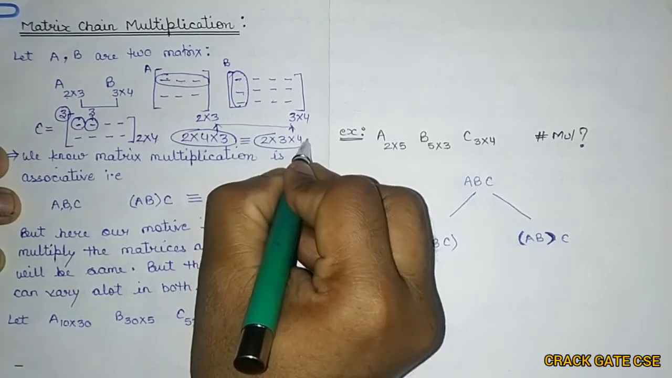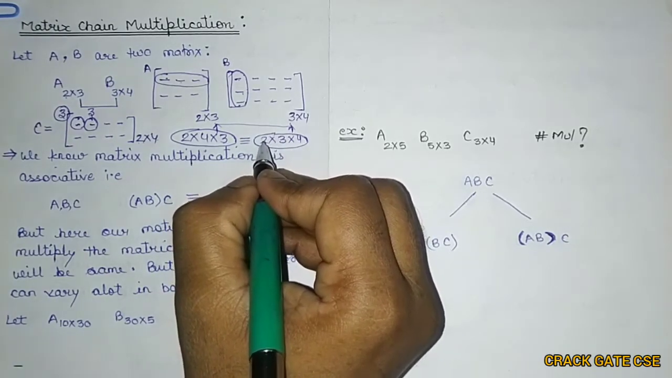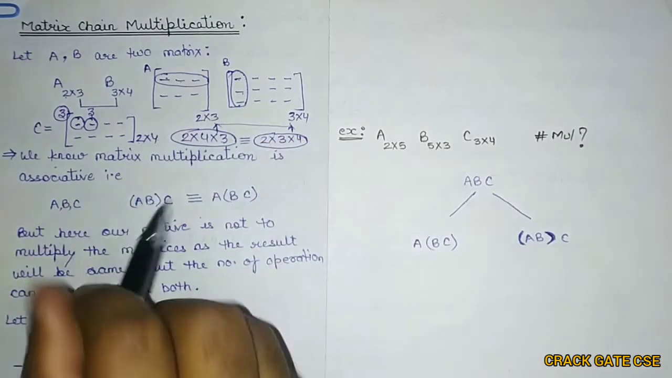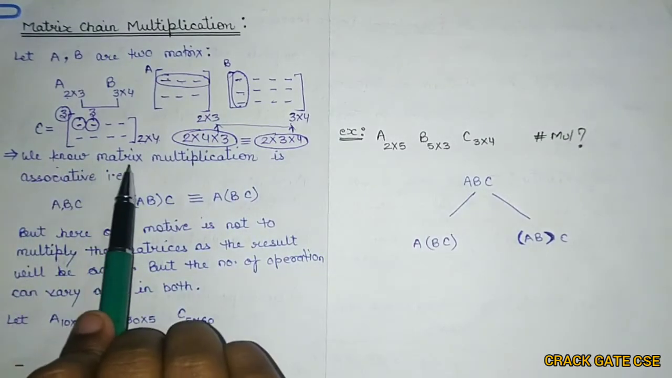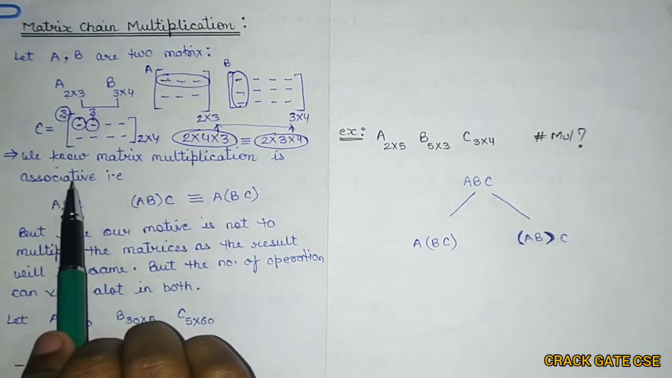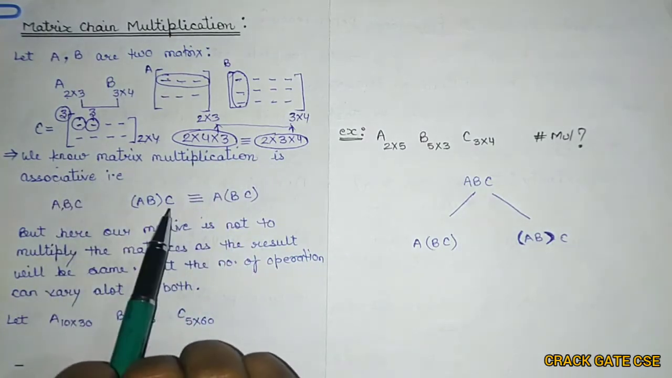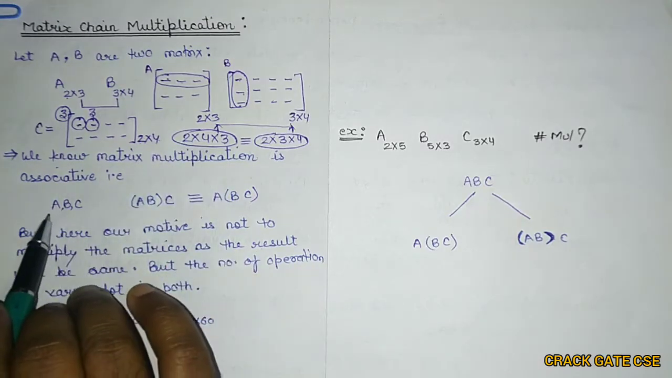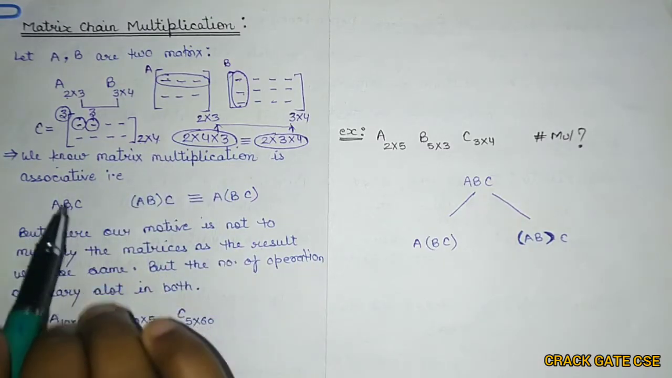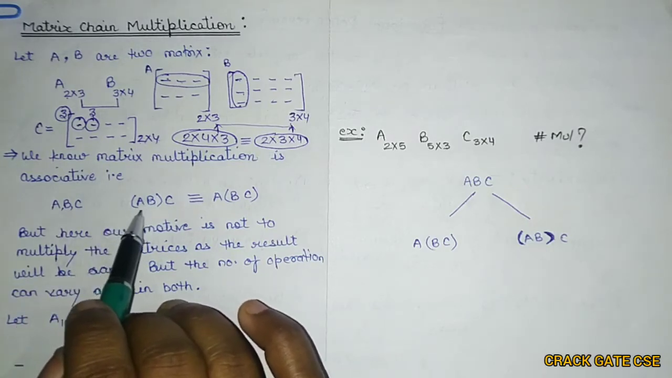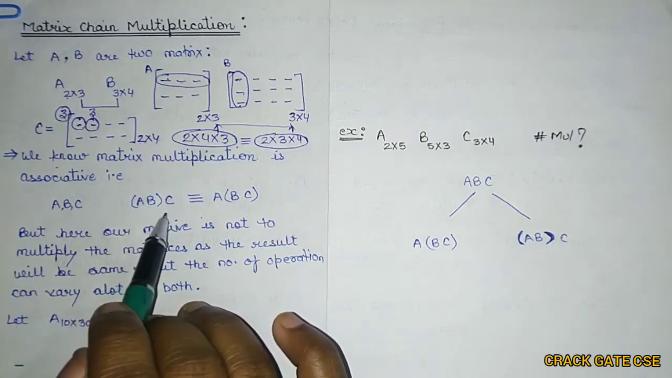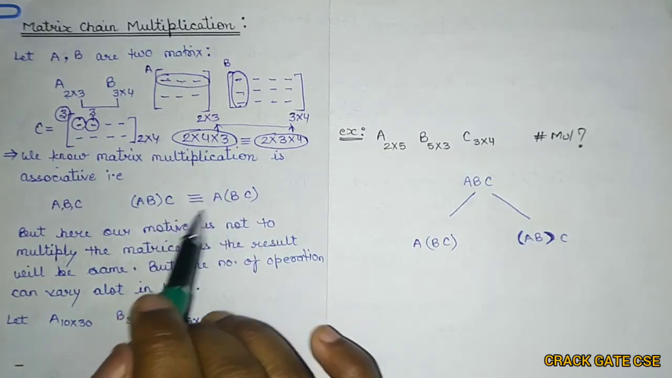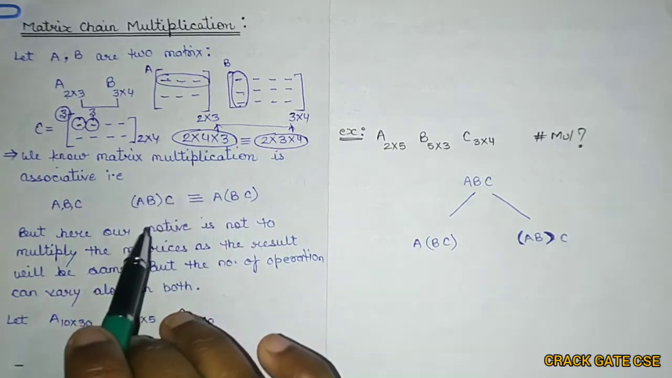We'll be using this thing throughout this matrix chain multiplication. Now one important thing is that we know that matrix multiplication is associative. Associative means it doesn't matter in which order you are multiplying, the result will be same. For example, there are 3 matrices A, B and C. If you multiply AB first, then multiply with C, that will be equivalent to A multiplied with BC. The output in both of the cases is same.